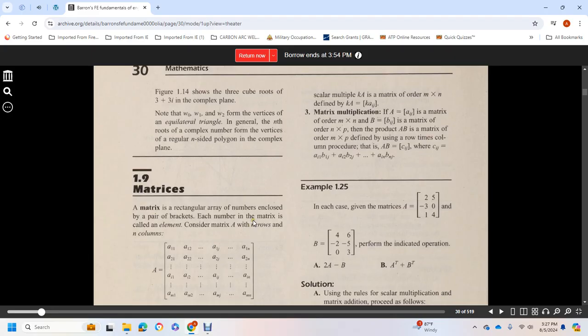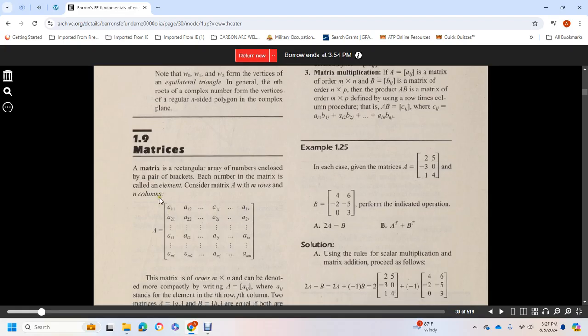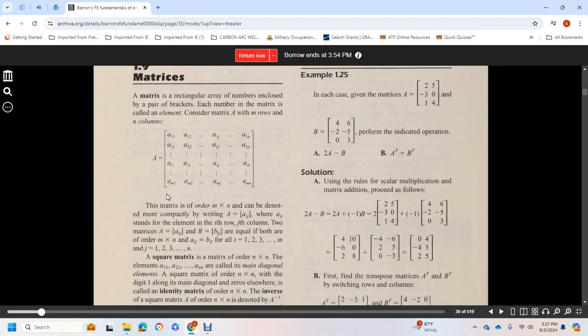Alright, matrices. A matrix is a rectangular array of numbers enclosed in a pair of brackets. Each number of the matrix is called an element. Consider matrix A with m rows and n columns, m for rows and n for columns. A is equal to the array a11 through a1n down to am1 through amn, and this matrix is of order m times n. It can be denoted more compactly by writing A equals a sub ij, where i stands for the row and j for the column.